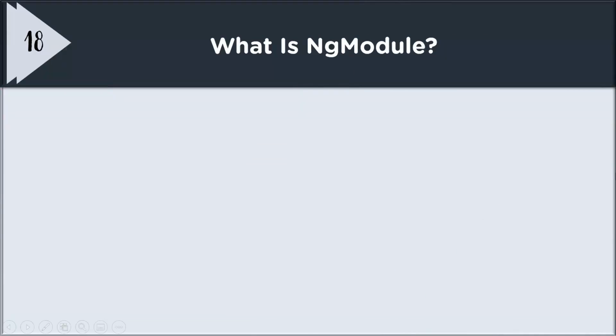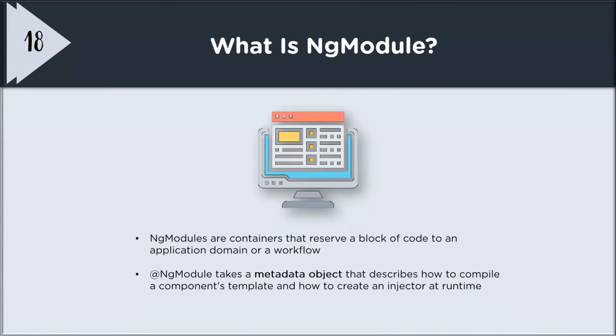Moving on, what is NgModule? NgModules are basically containers that reserve a block of code to an application domain or a workflow. The @NgModule takes a metadata object that describes how to compile a component's template and generate an injector at runtime. In addition to this, NgModule also identifies the module's components, directives, services, and pipes, and it ensures that it makes them public so that external components can use them. All of this is taken care of by the NgModule.